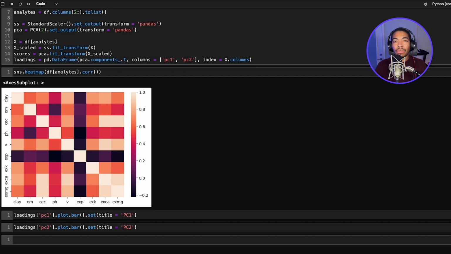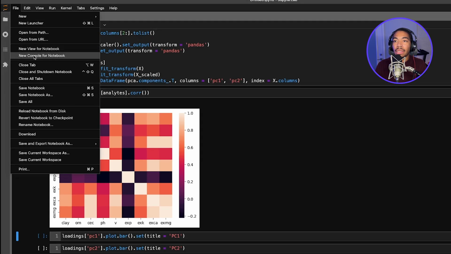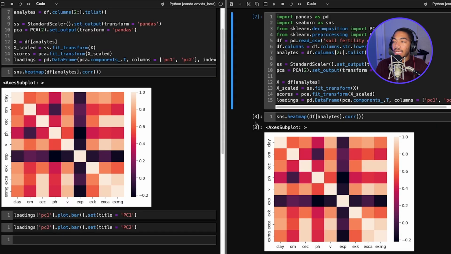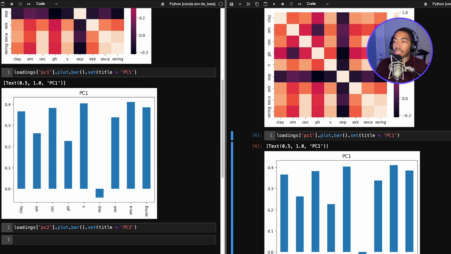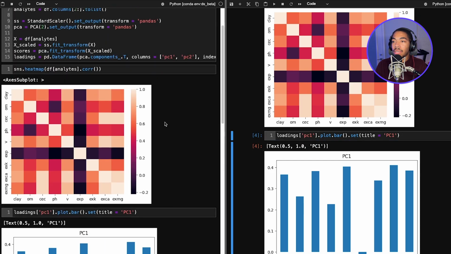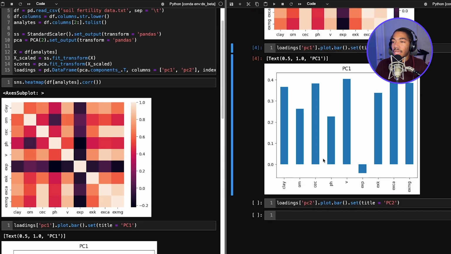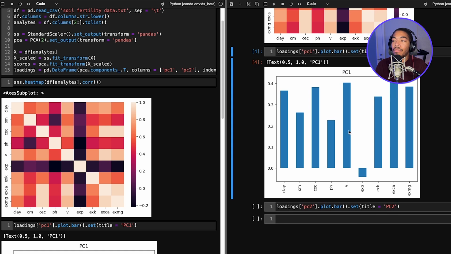And so to help visualize this, let's look at this side by side. Let's create a new view for the notebook and look at two different sections. And so now let's look at the loadings plot for PC1 as a bar plot. So on the left side, I have my heat map, and on the right side, I'm focusing on this bar plot. If you can see that when we look at the loadings plot for PC1, many of the variables are in the positive direction. That is, they tend to move in the same direction, with the exception of this EXP variable that is in the negative direction.